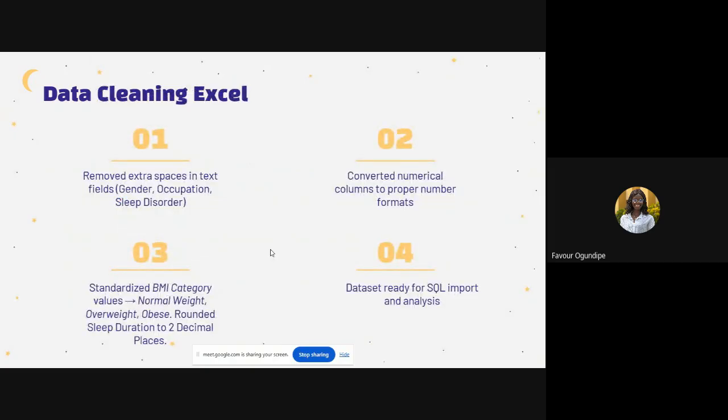We removed duplicates, standardized text fields. We split the blood pressure into systolic and diastolic values because SQL won't be able to read the normal way blood pressures are written, and ensured that all numerical fields were properly formatted. After that, we imported the data set into SQL for analysis.